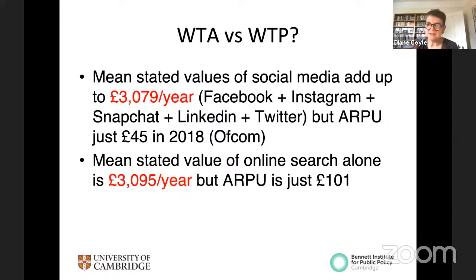I did talk about this already a little bit. The gap between willingness to accept and willingness to pay is very large in these cases. And we don't have willingness to pay figures. So the comparison is the average revenue per user from Ofcom data as an indicator of the ballpark of what willingness to pay might be. And you can see that it's actually not just smaller, but orders of magnitude smaller. And again, I think that's a long-standing puzzle that has not been answered in the literature.